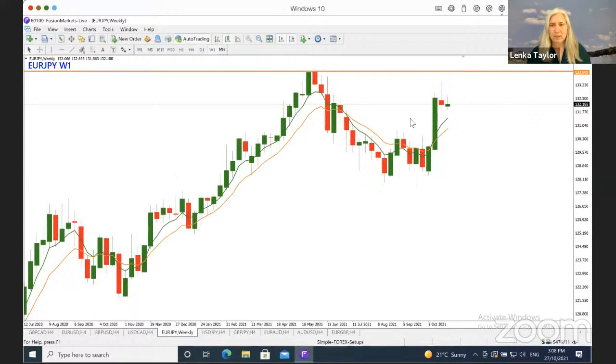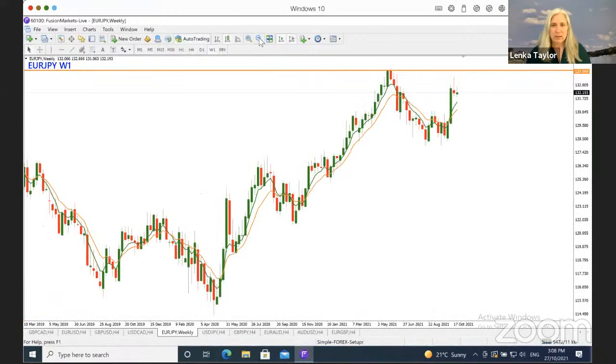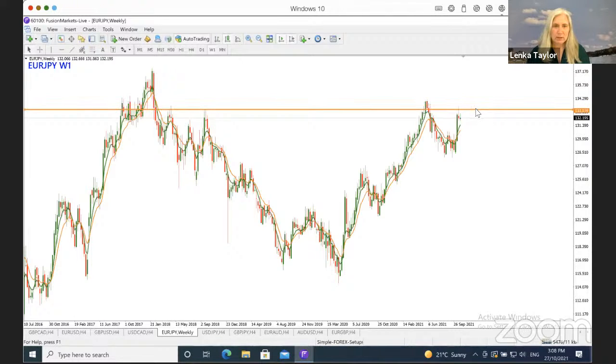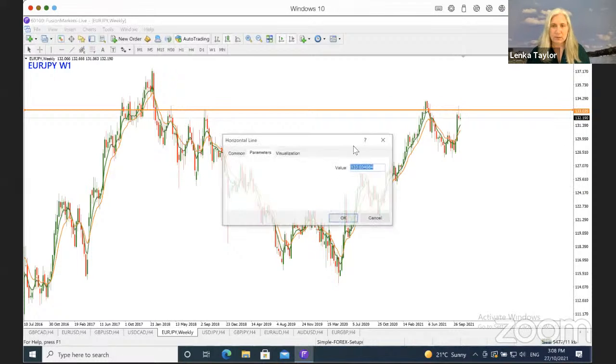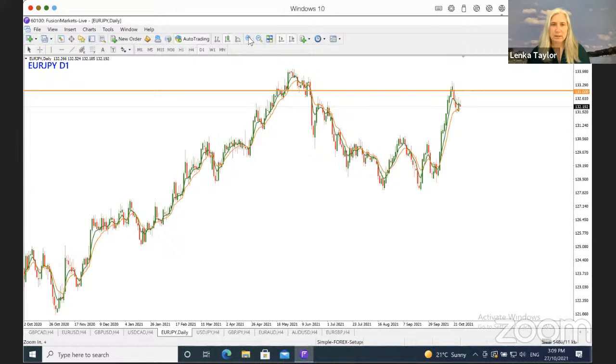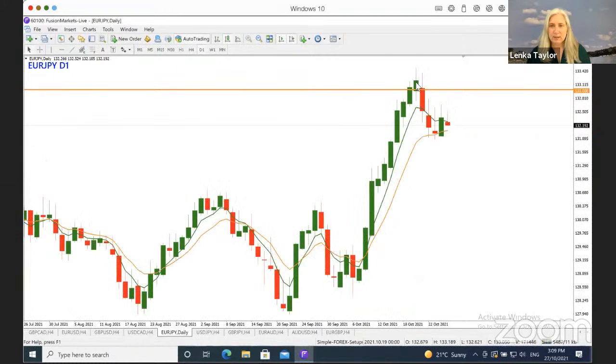So let's have a look on the weekly. On the weekly, we are at that level of resistance. So anywhere around that area, so around the 133, as a round number. So around there. Okay, so on the daily, let's see what's happening there. On the daily, we've had a reversal there.